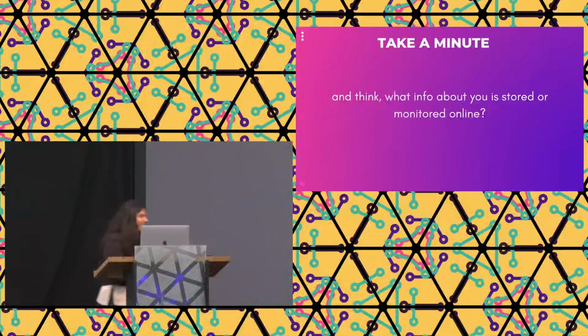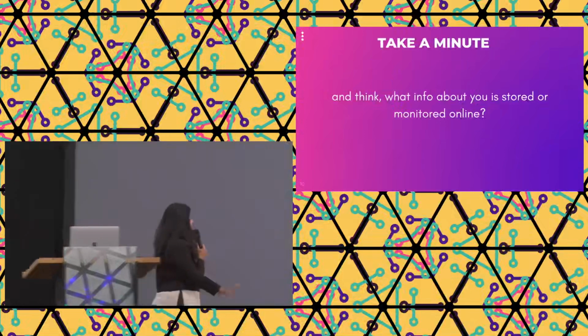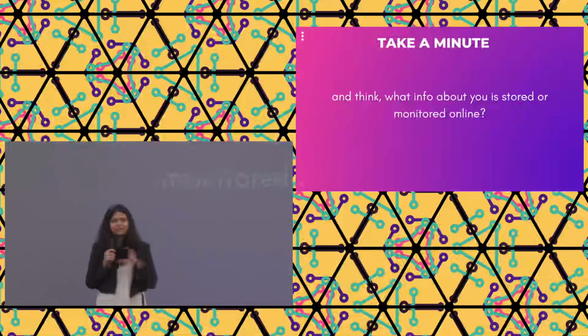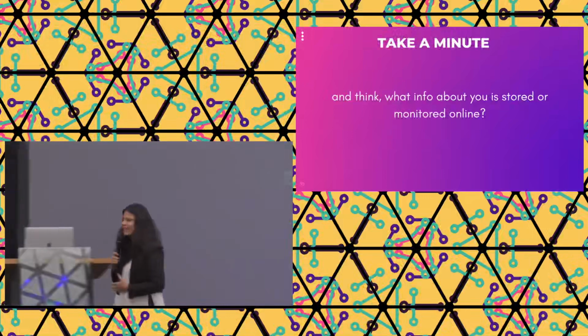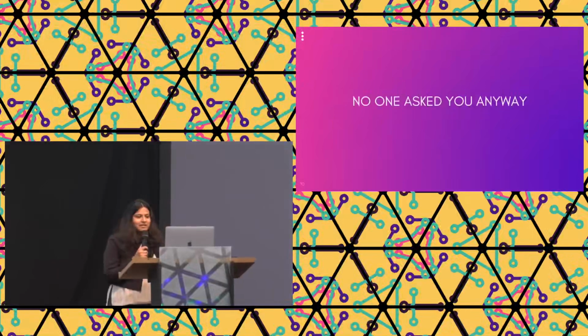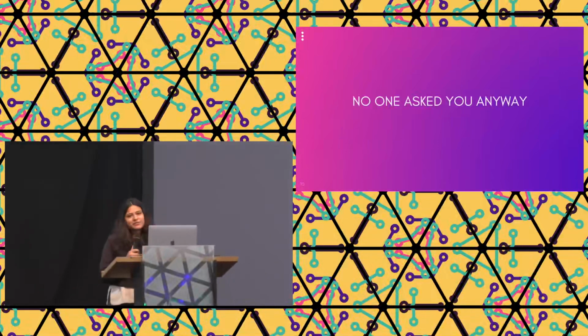So I would just like you to take a minute now and think about what info about you is stored or monitored online. Can you think about today, sitting here, what all information about you would be online? When I think about it, I basically have no clue, and I would not blame you because no one asked you anyway, right? They just uploaded it. The permission models are a mess, so you have a lot of information about you online, whether you believe it or not, and you're being tracked, and the data is being used.